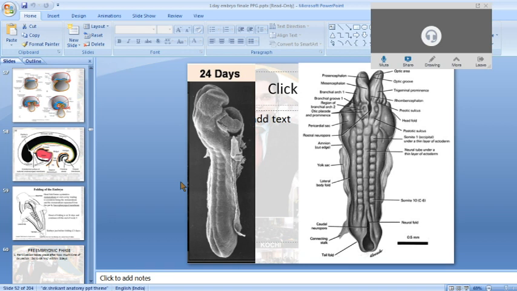So what I'm telling you, yes, so these are the various parts of the developing brain. Now I'm going to show you a few images.